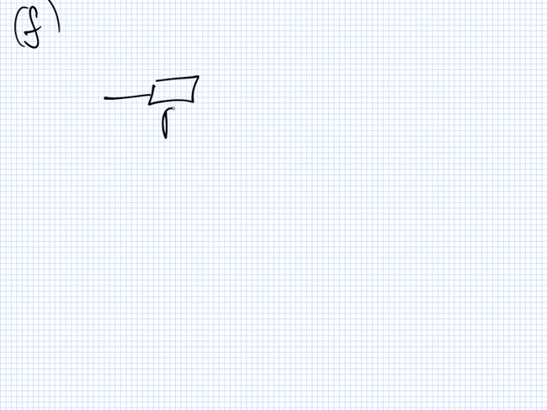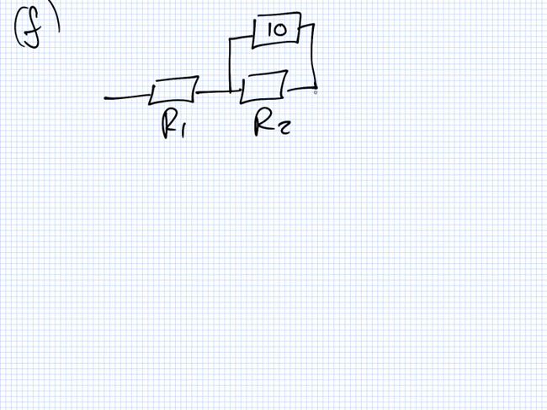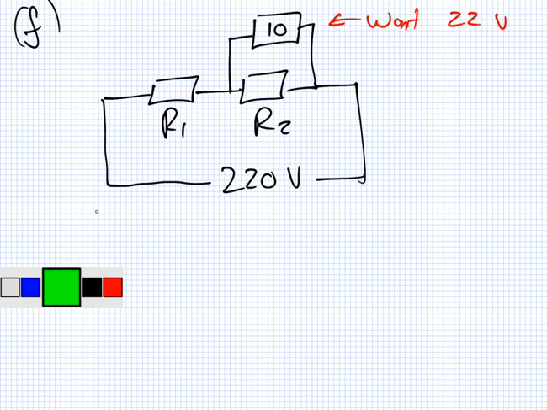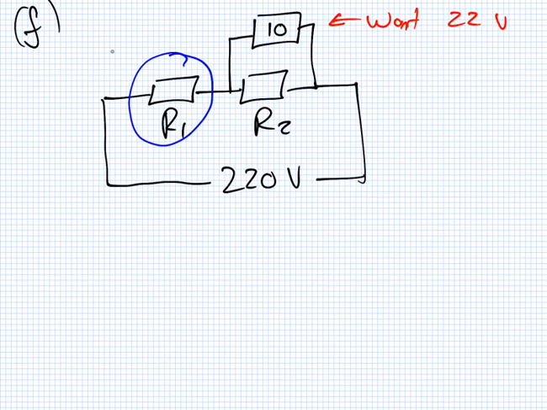So here we have 22 equals R2. Now what's R1 plus R2? 1. Times 220. So R2 is 22 divided by 220, which is 0.1, isn't it? So if R2 is 0.1, then what does that make R1? 0.9.